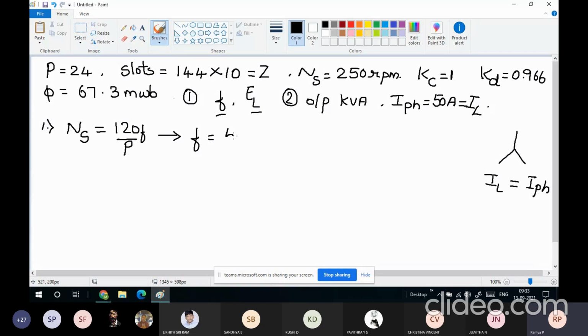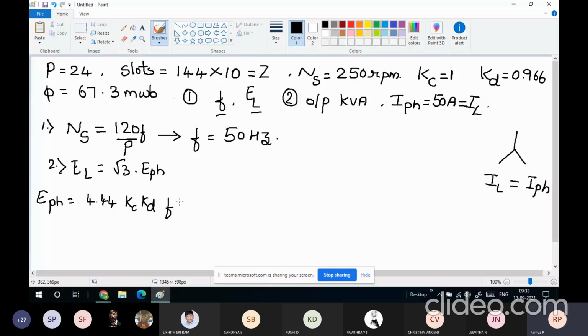Now the second thing you are supposed to calculate is EL. Calculate EL fast. Use the formula. For calculating EL, the formula is √3 times E phase. The formula for E phase is 4.44 Kc Kd F φ into TPH. Here Kc and Kd are given, and frequency you have just now calculated. Flux is also given. Calculate TPH fast. How do you calculate TPH? TPH is nothing but ZPH divided by 2.